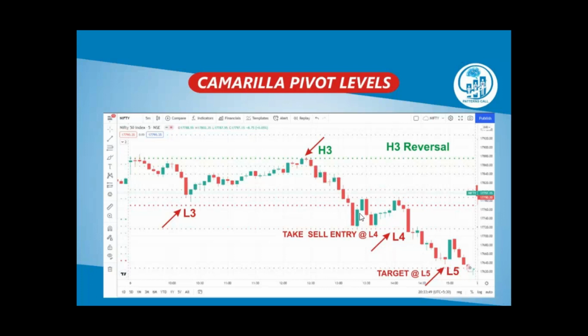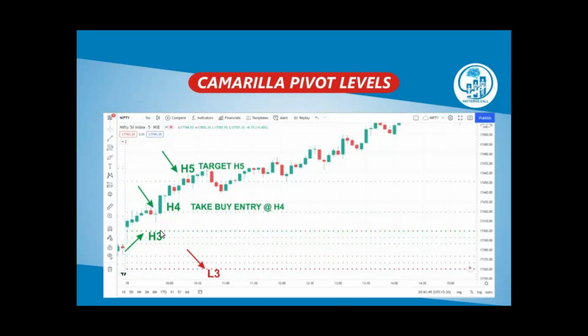Here L3 is broken, but L4 is not broken here. Then L4 breaks out here, this candle, right? But the target is L5. There is a smooth movement from L4 to L5. This is the sell trend. Then we will see another example.